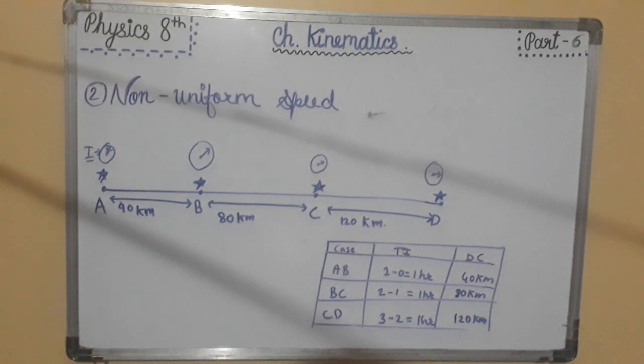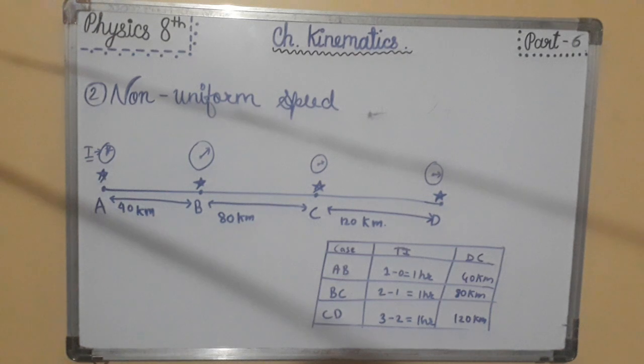Here we observe that the distance covered with respect to the time interval during AB, BC and CD is not the same. The conclusion is, if the distance covered with respect to time interval is not the same, then we say that the body is moving with non-uniform speed or variable speed. The definition is, when a body does not cover equal distances in equal intervals of time, the body is said to be moving with non-uniform or variable speed.